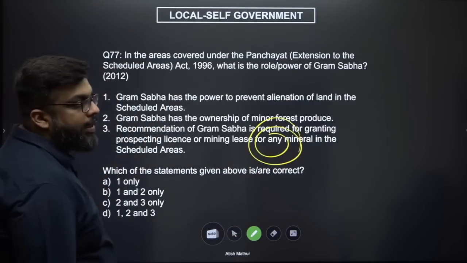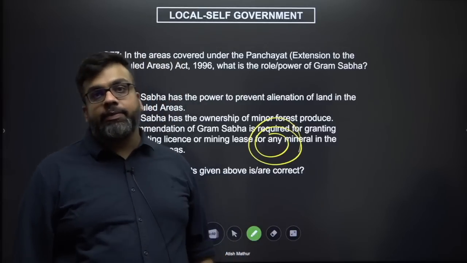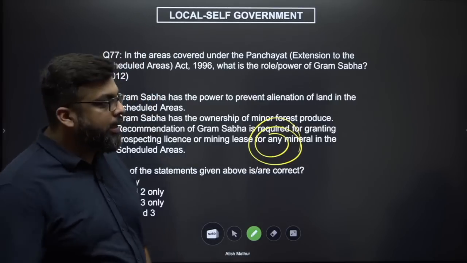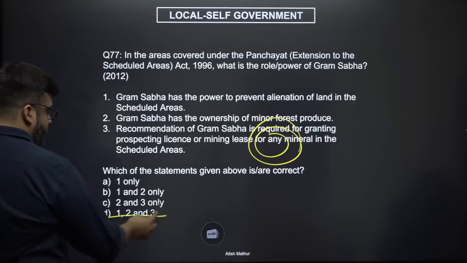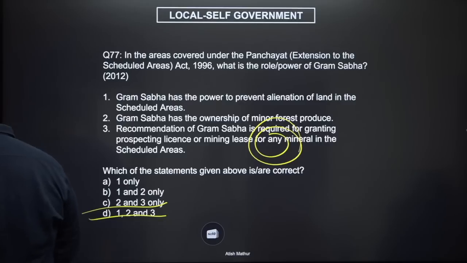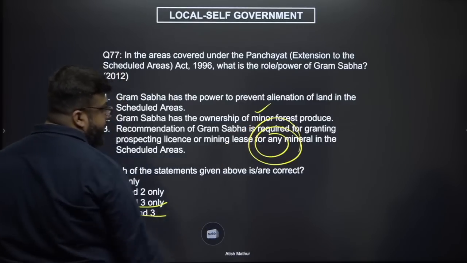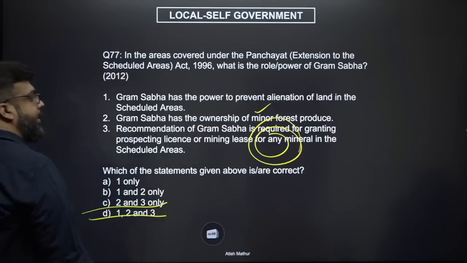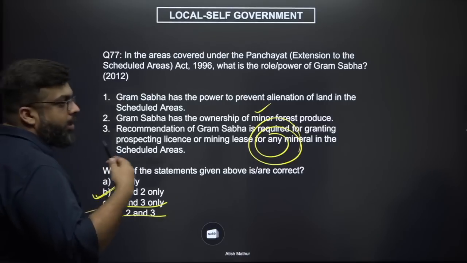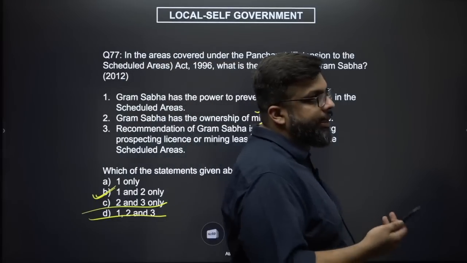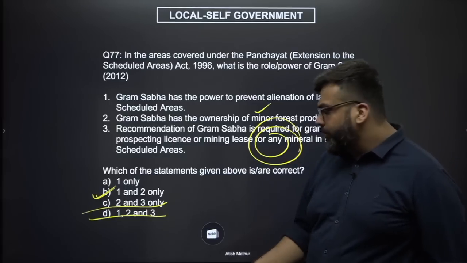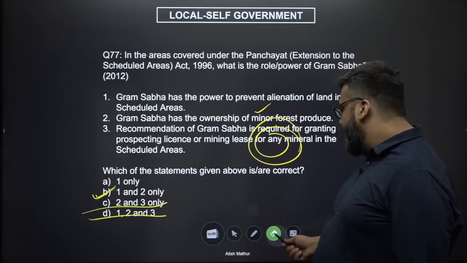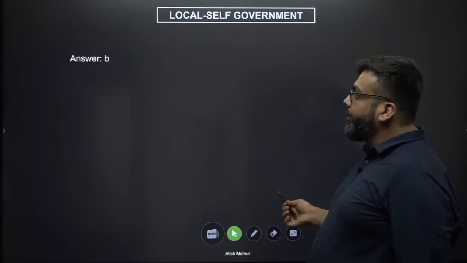Any would mean if you find uranium or titanium, then you will still have to ask the Gram Sabha. Uranium could be a life-changing mineral for the country. It is only for minor minerals. So any option which has 3 will be wrong. You're left with 1 and 2 only. Now if you think about it, ownership of minor forest produce is correct, and to prevent alienation is also correct, so that you can make sure that the Gram Sabha is consenting to usage of land, and minor forest produce such as timber, etc., you can only use through Gram Sabha permission. Okay, so the answer will be 1 and 2 only.